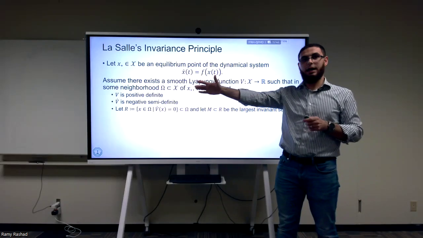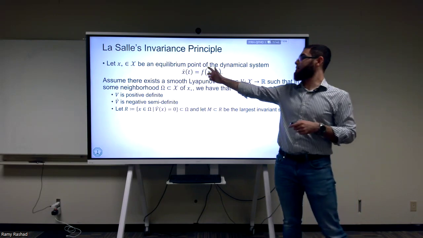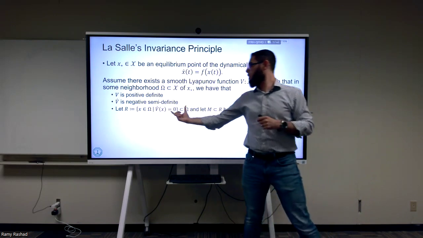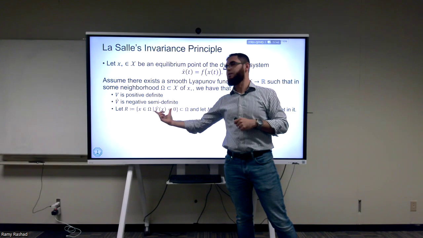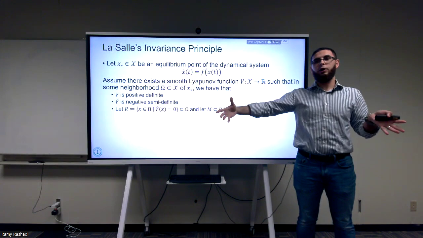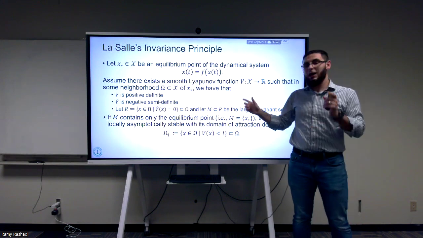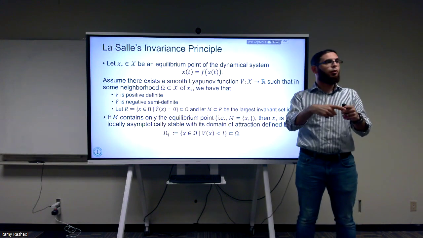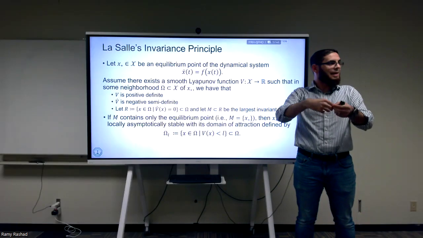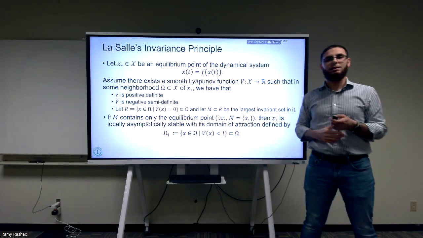Yes, exactly, everything is asymptotic. As t goes to infinity, we know that V is going to be decreasing until we reach this set, and this set is given by V dot equal to 0. Now this set can contain an infinite number of points. In the case that M contains only the equilibrium point, we have a proof that we're going to reach the set M that contains only one point. That point is our equilibrium point, and this is the definition of locally asymptotically stable.